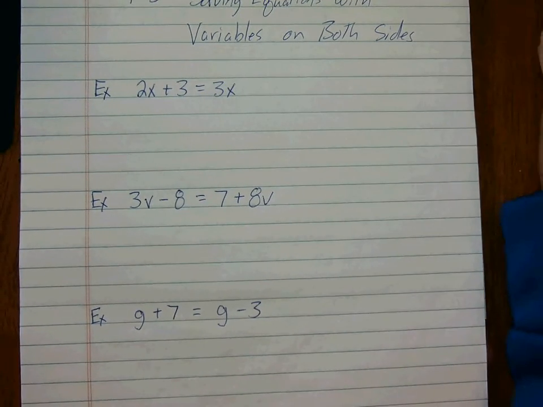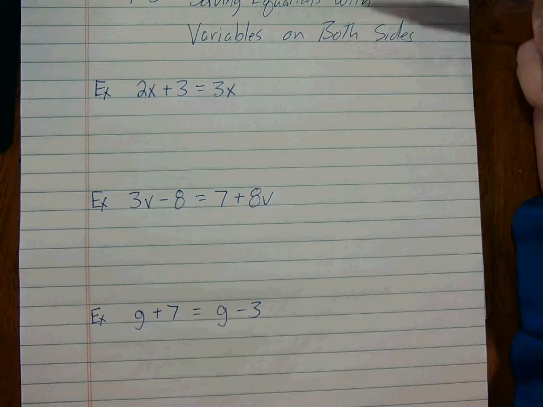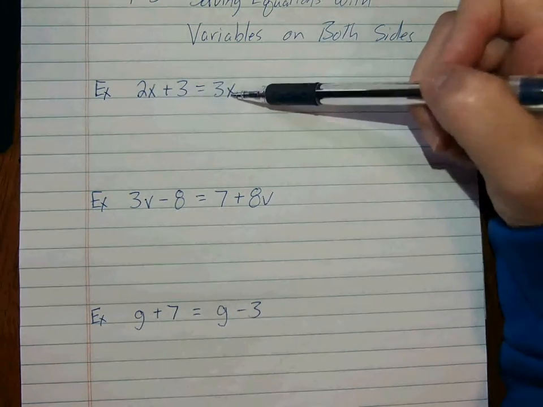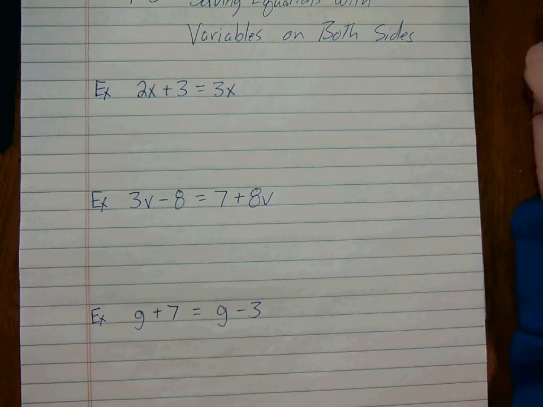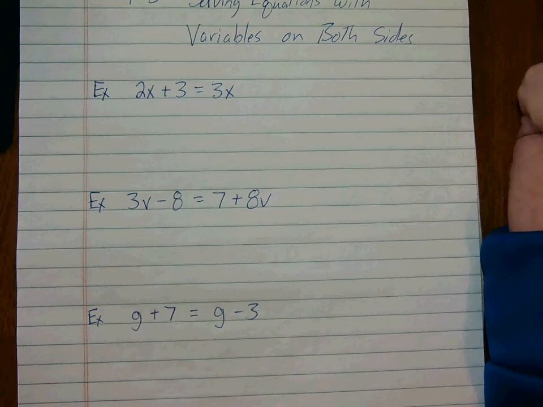The very first thing that you want to do is locate the numbers or the terms that have the variables. You want to get them on one side of the equal sign. Now it doesn't matter, it can be on the left side, it can be on the right side. Sometimes it's pretty obvious as to which side you want to move it to, sometimes maybe not.